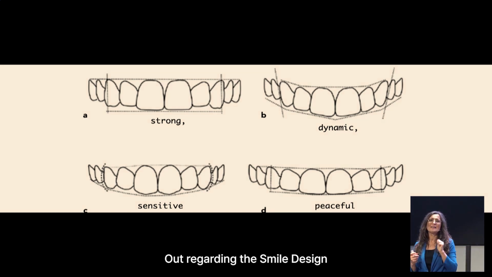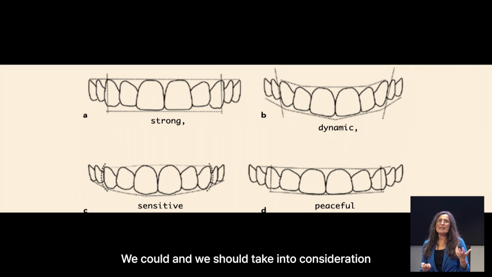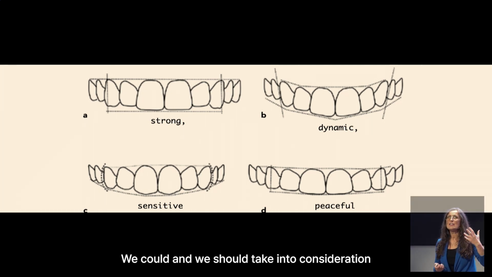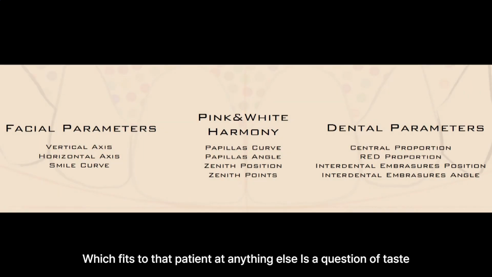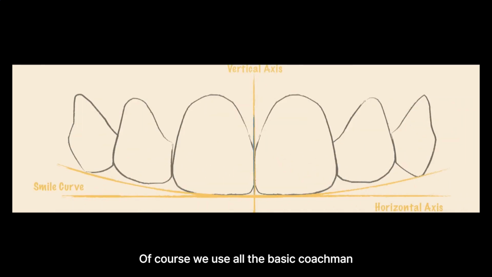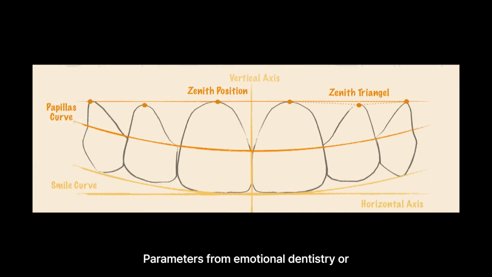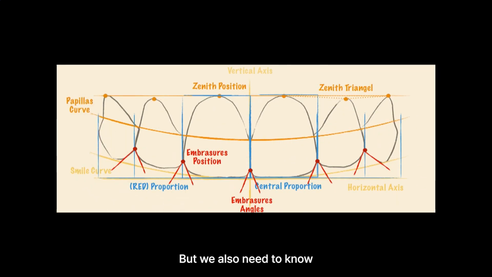Now, regarding the smile design, I heard that today it is a wish list, right? Of course, to create a smile design, we could and should take into consideration the personality of the patient, and Visagism teaches us something here. There are possibilities to do an inquiry of the patient and to select the teeth that fit that patient. Anything else is a question of taste. Of course, we use all the basic Coachman parameters from emotional dentistry or his aesthetic-driven dentistry, and this is something that the software already gives us, but we also need to know.